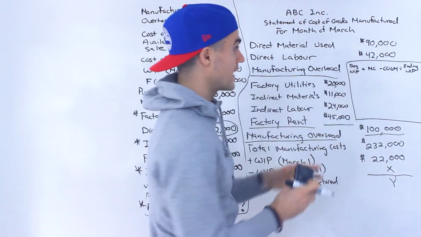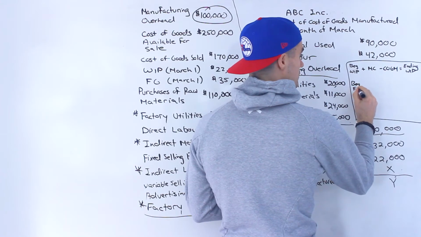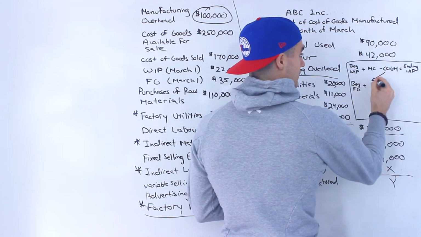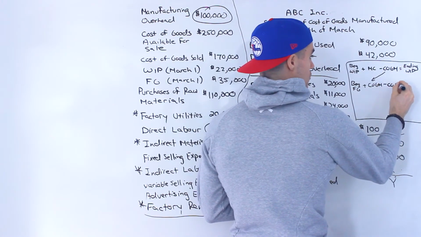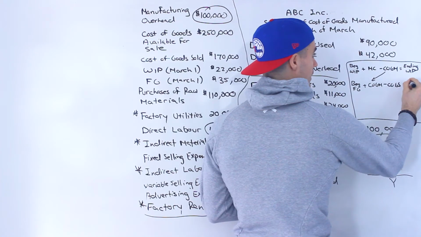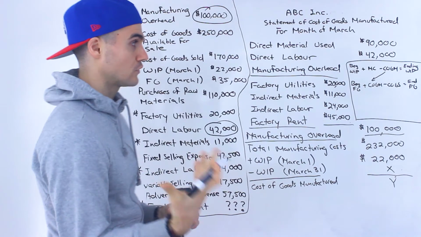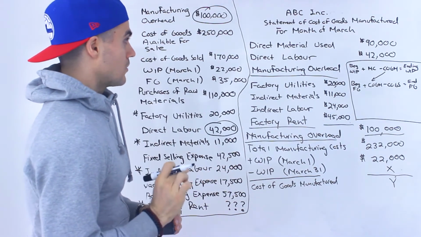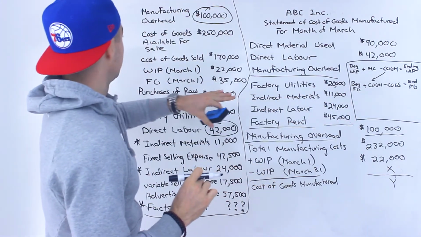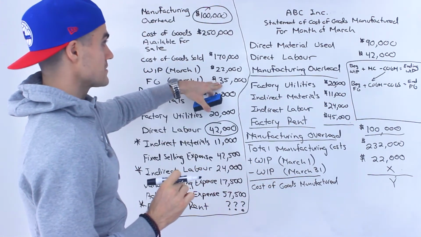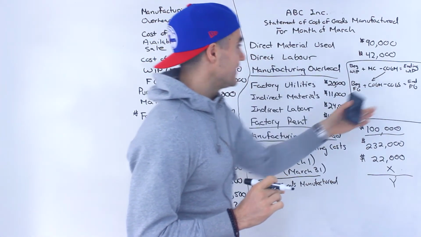So we're going to have to solve for that in the next line, because in the next line, if you remember, what happens is we have beginning finished goods, and then we add this cost of goods manufactured, and then we subtract the cost of goods sold, and then we end up having an ending finished goods, right? This is all coming from that flow chart. So notice that the beginning finished goods, we're given that right here, it's 35,000. Cost of goods manufactured, we're not given, and we're not given the ending finished goods.